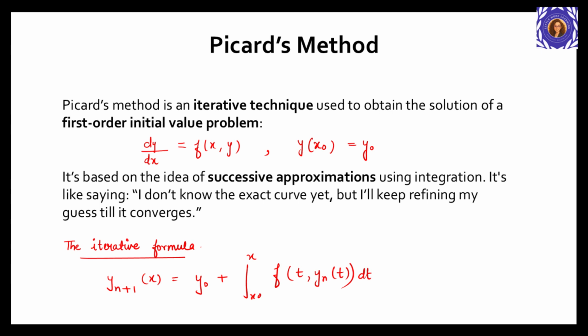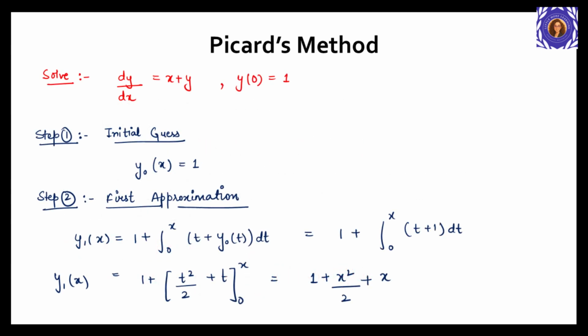There is an iterative formula for Picard's method as well. That is y_{n+1}(x) equals y_0 plus the integral from x_0 to x of f(t, y_n(t)) dt, where y_0(x) is the initial guess, usually a constant, and y_1(x), y_2(x), and so on are successive better approximations. Moving on to the numerical example, step 1 is the initial guess. As we understood, it can be 1. So y_0(x) equals 1.